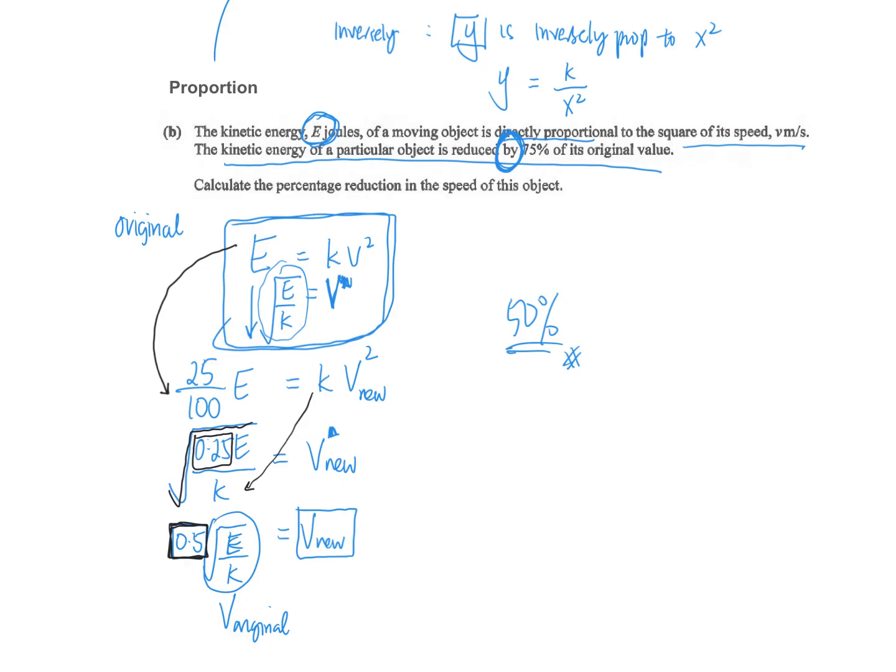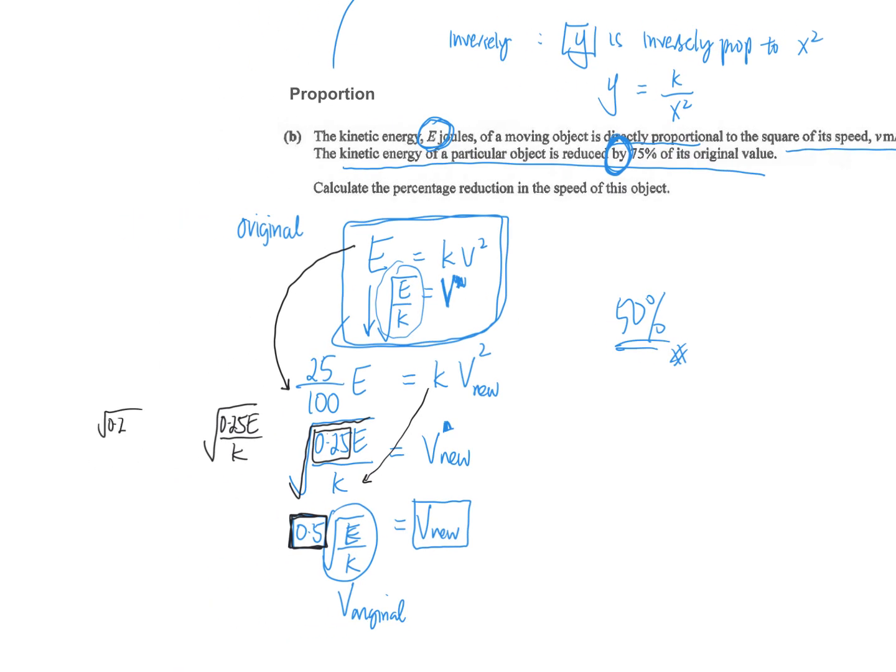Then this one 0.25. When you square root a number, all this E, I don't know what's the value, so I cannot square root, but I can square root my 0.25 first. I split them up, I square root this one. So this is 0.5. This is my original E. So can you see that my original V, my V is this one. So can you see that now my new V is only 0.5, half of my original V. So I've reduced my speed by 50%.